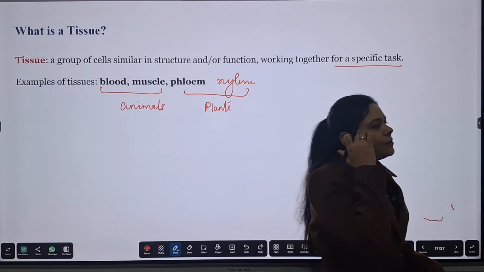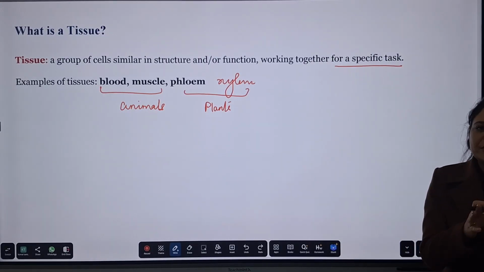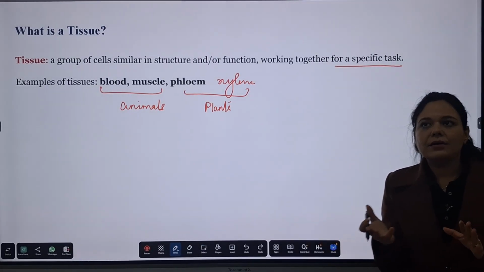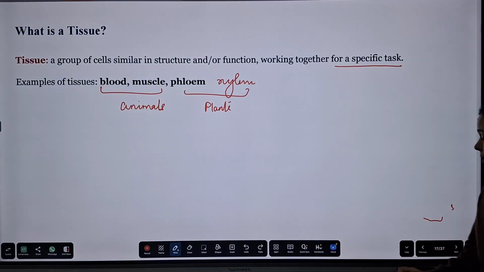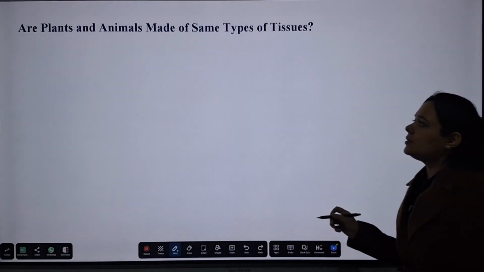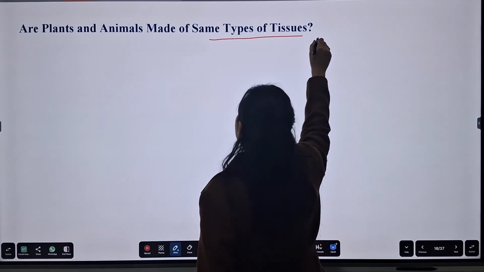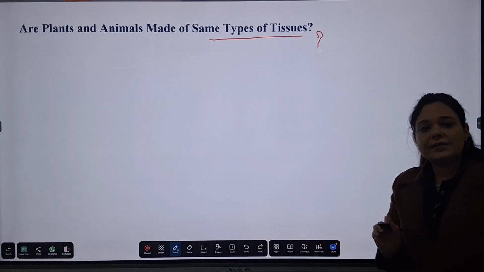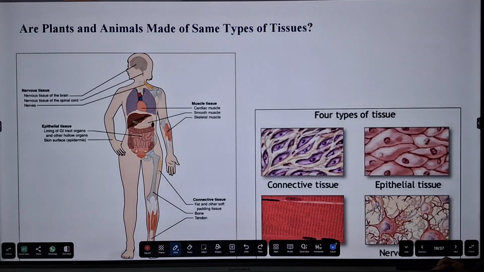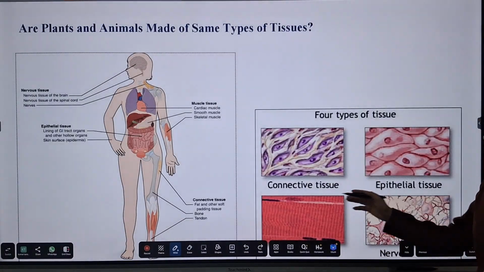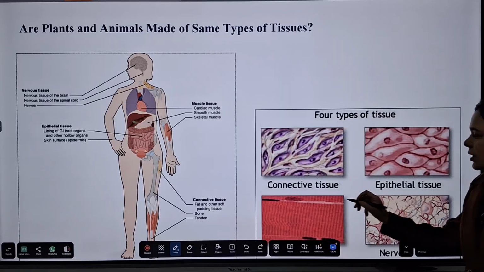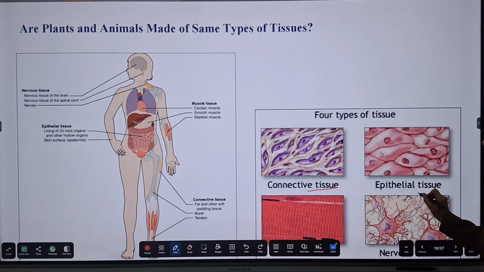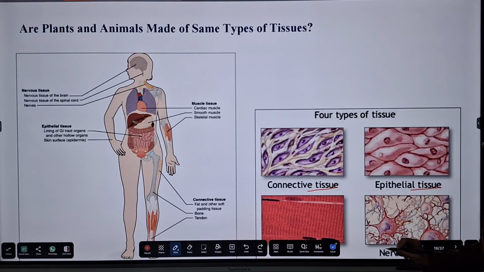First question that comes to mind is, plants and animals both have tissues, and are these tissues similar? Are plants, animals made of same type of tissues? So let's see. Animals generally have these four main types of tissues: connective tissue, epithelial tissue, muscle tissue, and nervous tissue.